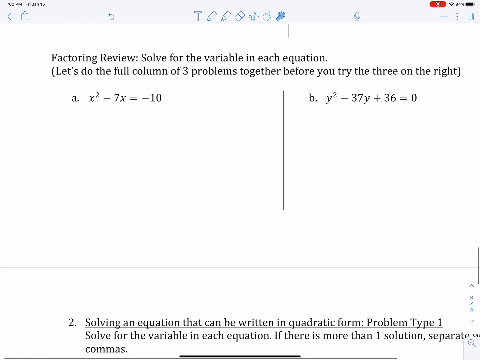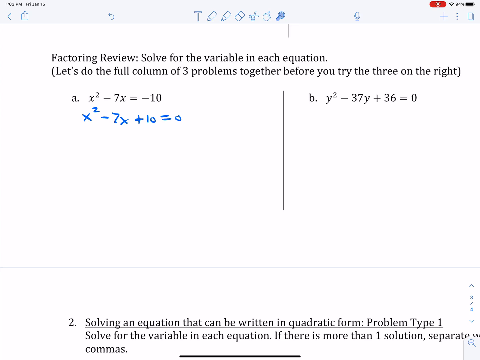Moving on here, it says factoring review. So again, this is something that we've seen before. I'm going to set it up for you, and then I want you to solve it. We need to get this to be set to x squared minus 7x plus 10 equals 0. And I'll go ahead and actually just do this one, and that way you could do the next one on your own.